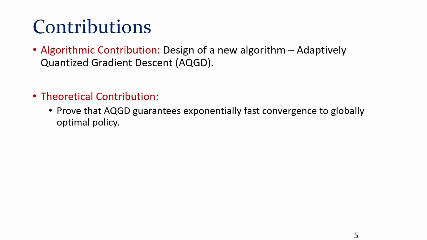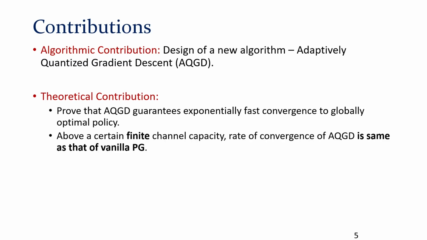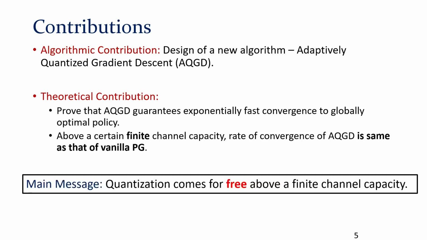Okay, so based on this setting, here are our contributions. Our first contribution is to design a new algorithm that relies on the principle of adaptive quantization. And what we prove is that with this algorithm, you can still enjoy exponentially fast convergence to the globally optimal policy. But perhaps what's more interesting and counterintuitive is the fact that if the channel capacity exceeds a certain finite bit rate, then the convergence rate of our algorithm is exactly the same as that of the unquantized policy gradient algorithm. Okay, so the main message here is that above a certain channel capacity, quantization comes for free, and there is no loss in performance whatsoever.